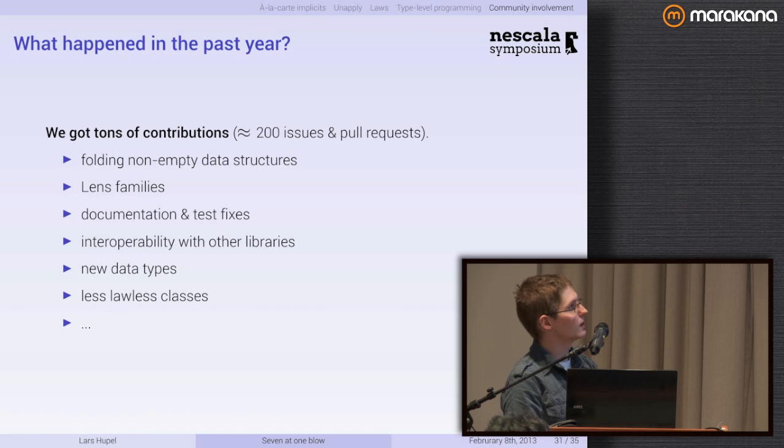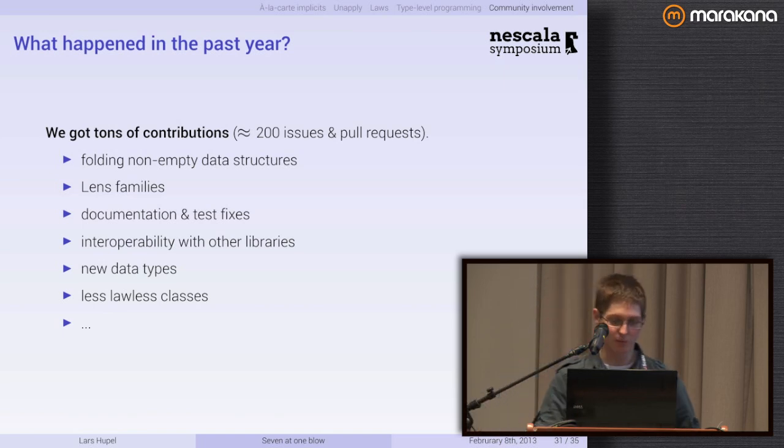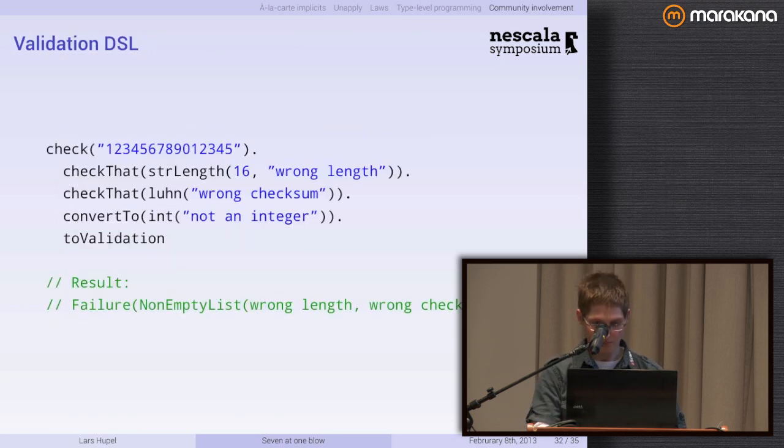For example, we got new data types, and some classes which do not have any laws associated were removed, and I'm still on a quest to remove more lawless classes. And lenses, which are new concepts that have been ported from the Haskell lens library, and stuff like that. That's pretty cool, and I'm going to give a shameless plug here.